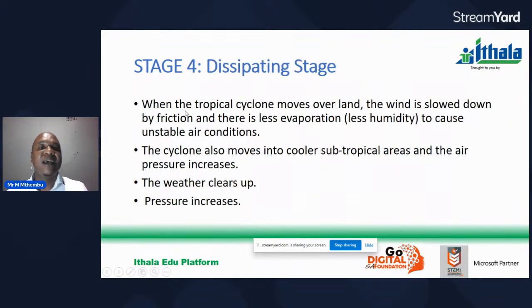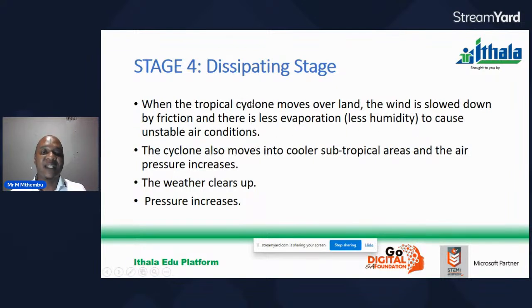Okay, the dissipating stage, where your tropical cyclone ends. Another name for dissipating is the degenerating stage, so it's basically a dying stage. So what happens within this stage? When the tropical cyclone moves over land, the wind is slowed down by friction, and there is less evaporation, less humidity to cause unstable air conditions.